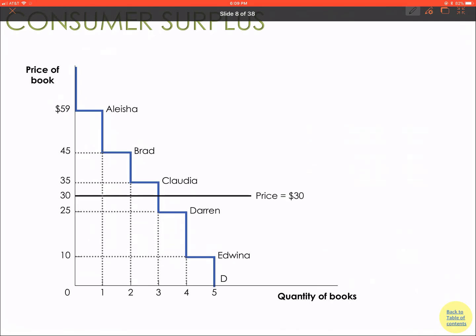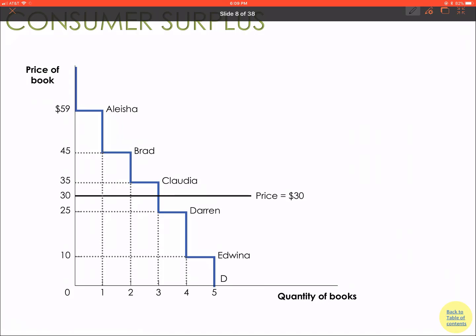What if the price is $30? First of all, who chooses to buy the book? Only those that value it at more than $30. That's Alicia, Brad, and Claudia. And the amount of consumer surplus they each collect is the maximum price they're willing to pay, for Alicia $59, minus the actual market price, $30. So Alicia collects $29 worth of consumer surplus.